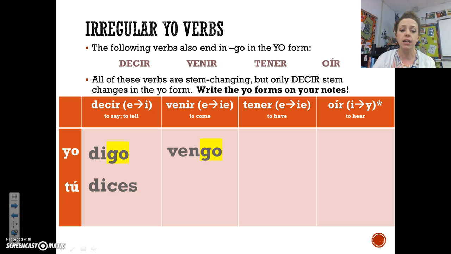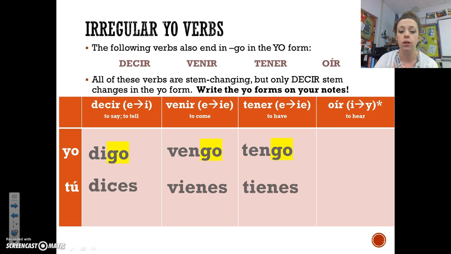The yo form of venir is vengo, okay, and venir means to come. And then the tú form is vienes, all right? Notice that the e stem changes to an ie. However, the ending is completely regular for the tú form. The yo form of tener is tengo, and the tú form is tienes.